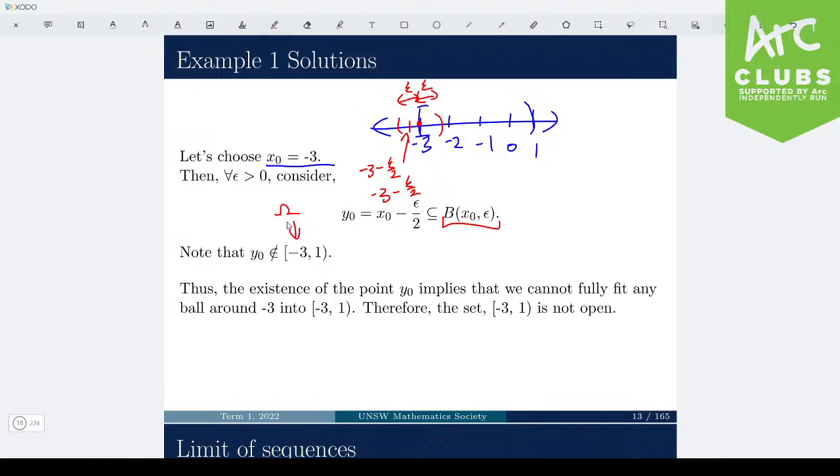Which means the very existence of this point y0 implies that we cannot fully fit any ball, or in this case line interval, around -3 into -3 to 1. Therefore, the set's not open. Okay? So for a question like this that's asking us to prove something is not open, all we need to do is provide a counterexample, right? All we need to do is provide an example where we can pick a point where it's not going to have its ball fully enclosed in the set, then we're done.